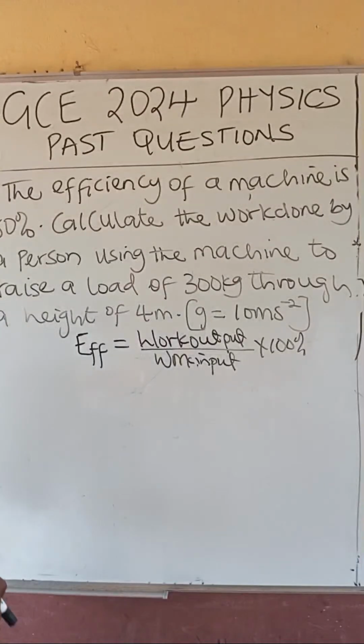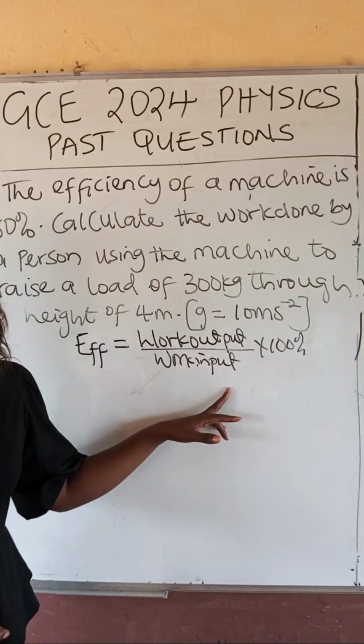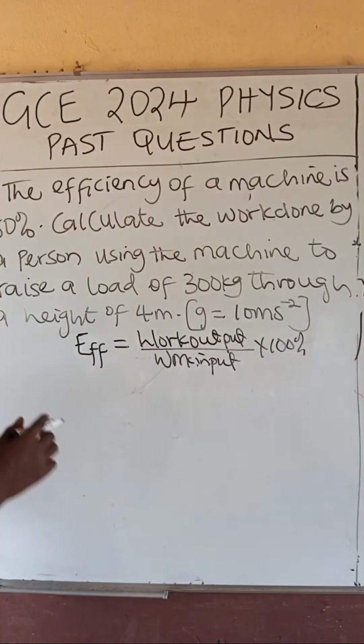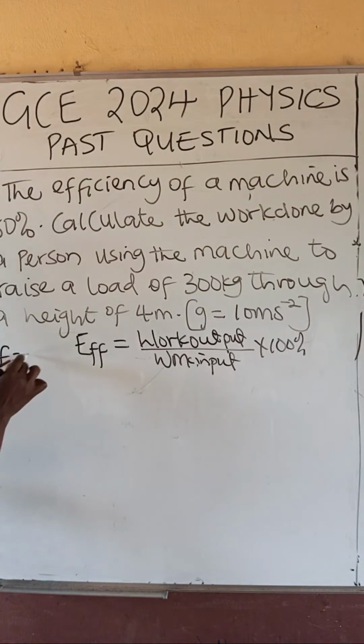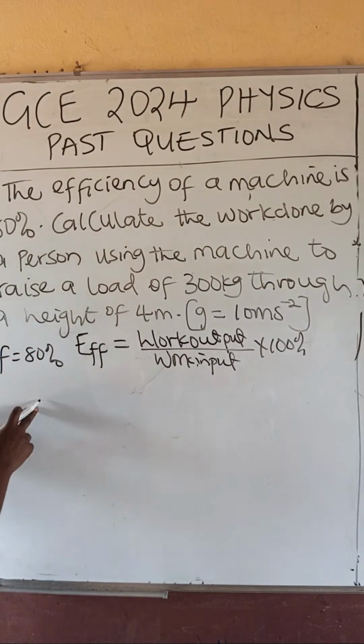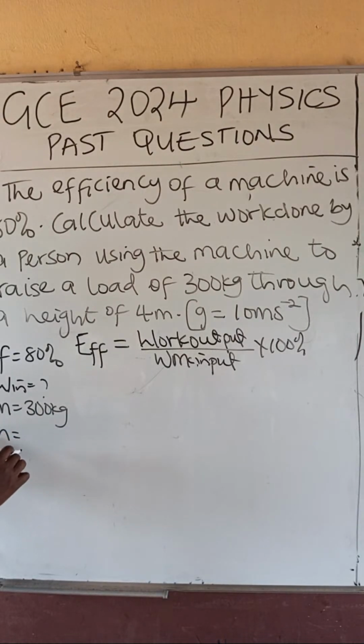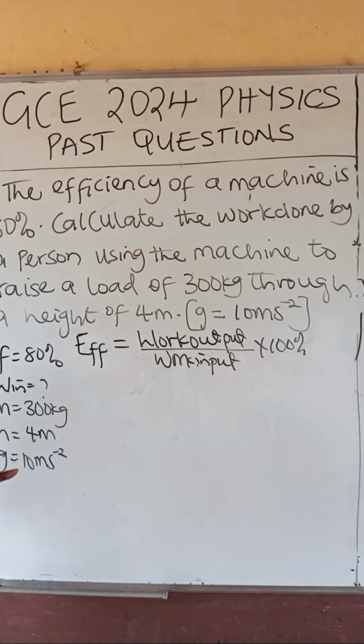Okay, so what you're looking for is the work done by a person using this machine to raise a load. So you're looking for work put into the machine to carry that load. So let's set our parameters. Our efficiency is 80%. Then that is what you are looking for. We have the mass, and the mass is 300 kilograms. Then we have the height. The height is the distance moved by the load, which is 4 meters, and g is giving us 10 meters per second squared. Is that okay?